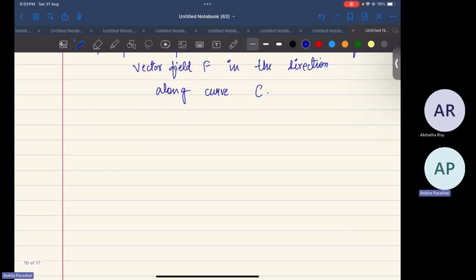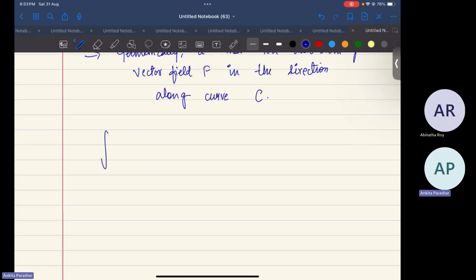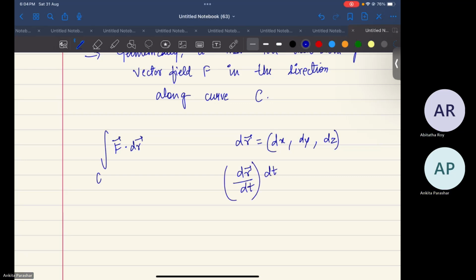So what do we do here is this. We have F dot dr along, of course, a certain curve C. Of course you know that dr is nothing but dx, dy, dz. Therefore, if I ask you what is dr by dt times dt, isn't it just dr, right? This is the same as dr.